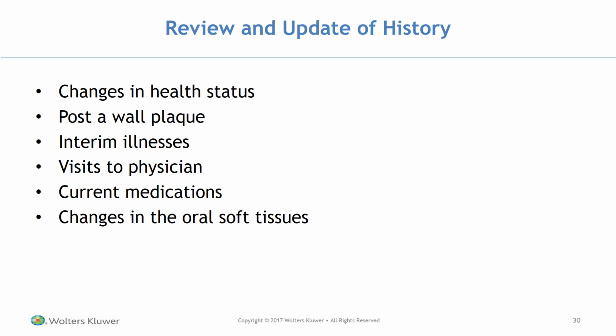Any interim illnesses that the patient may have acquired during that time. When was their last visit to their physician and what was it for? Any current medications? Did the medication change? They had to go to the doctor to get a medication change. Almost always they have to, okay? Not always, but a lot of times. And then any changes in the oral soft tissues and teeth observed by the patient.